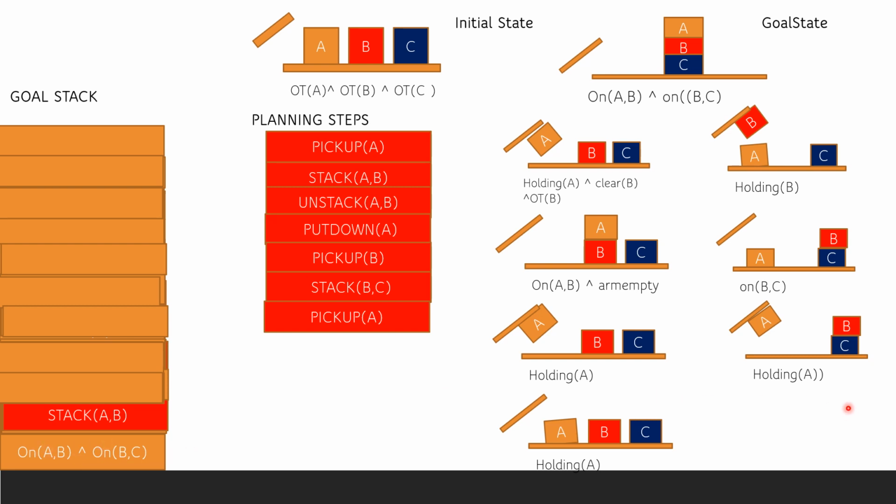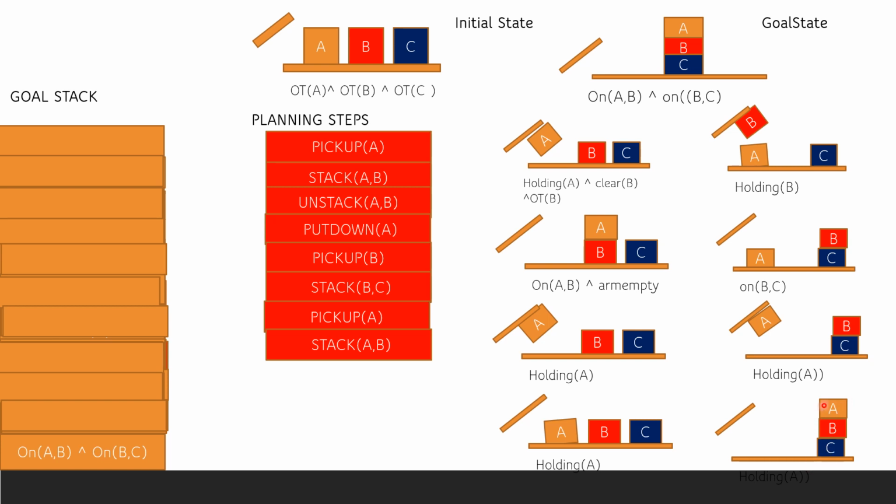Both are satisfied. Yes, on AB and on BC both are satisfied. We'll take this out as well. So now we can say the entire goal stack is empty. And this will only happen when all the goals are achieved. So we have achieved both the goals. They were interacting with each other, but somehow we could manage to generate a sequence of operations which will be needed to move this problem domain from the initial state to the goal state.